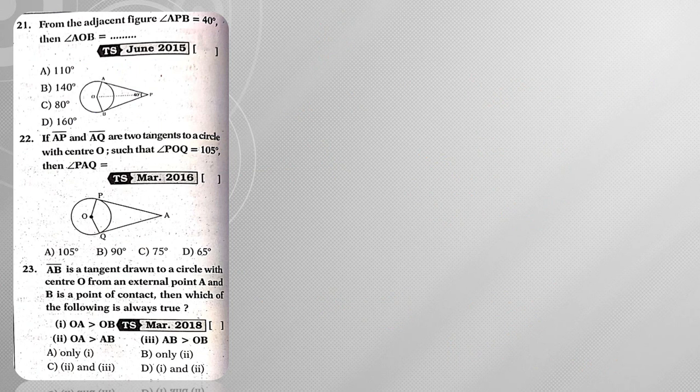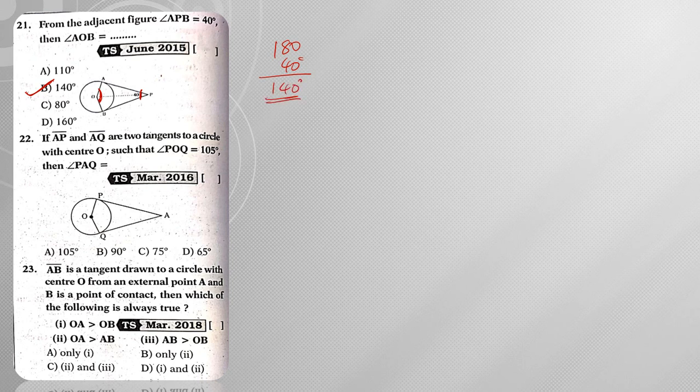Right. Next, moving on to question number 21. From the adjacent figure, angle APB is 40 degrees. So this whole angle is 40 degrees. Then it is asking you to find out AOB. So AOB will be the supplementary angle of 40. What is the supplement of 40? It is nothing but 140. Supplement means 180 minus this particular 40 degrees, which gives me 140 degrees.